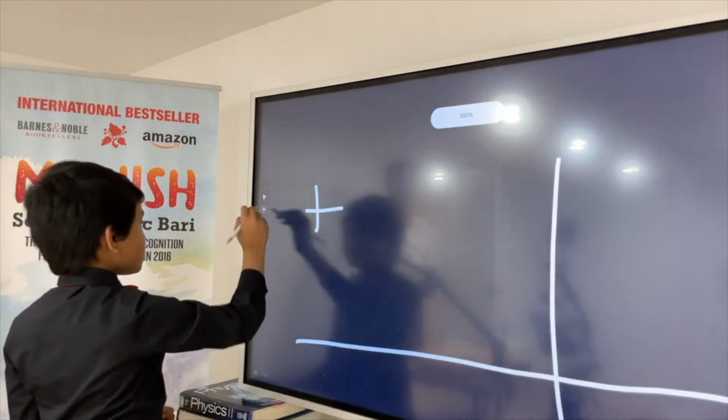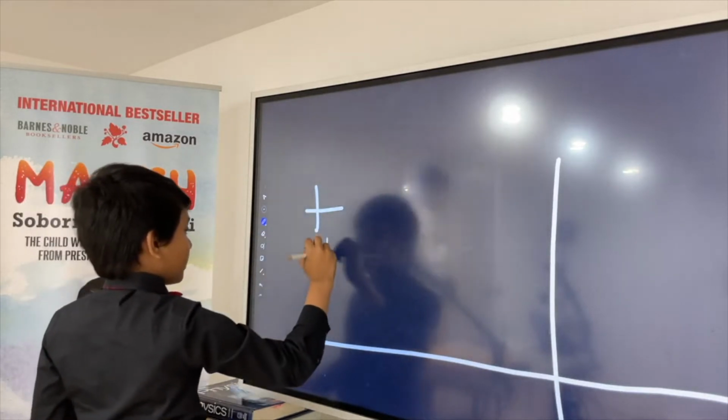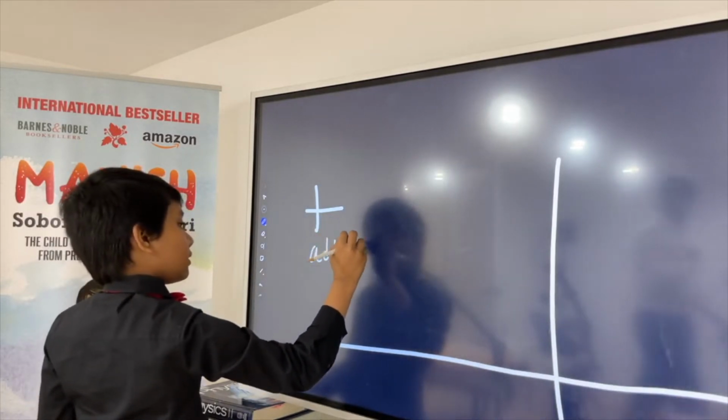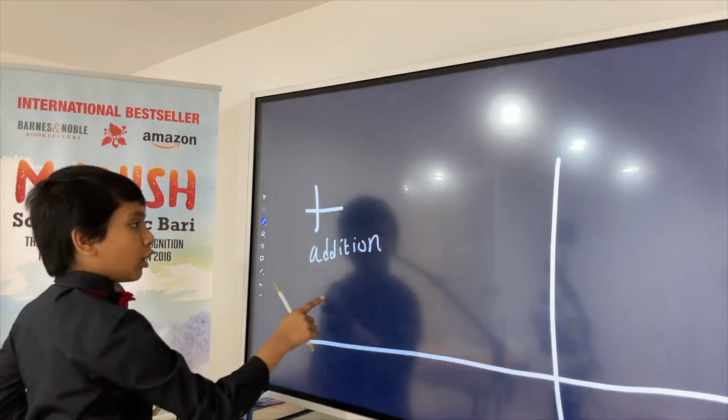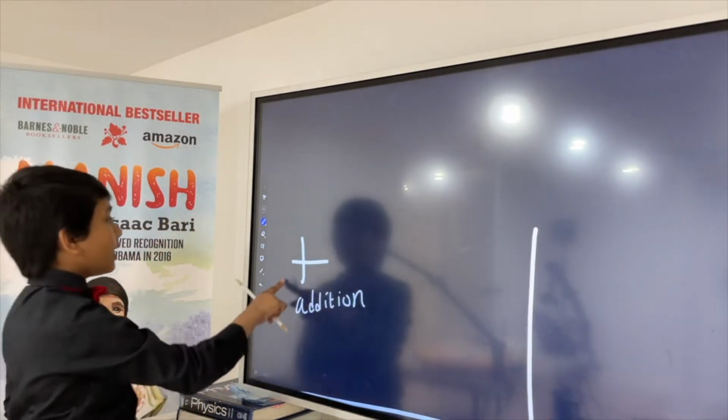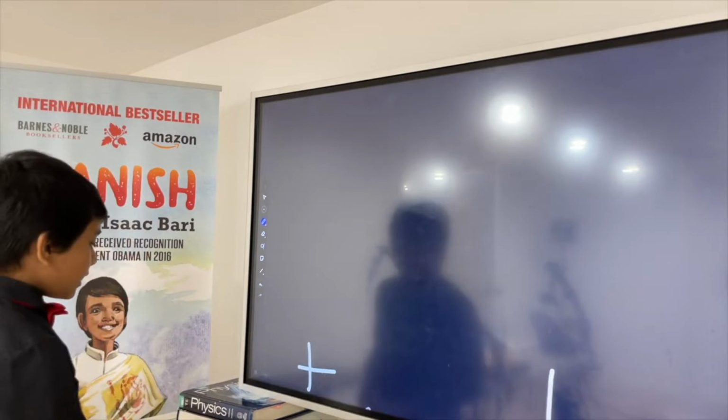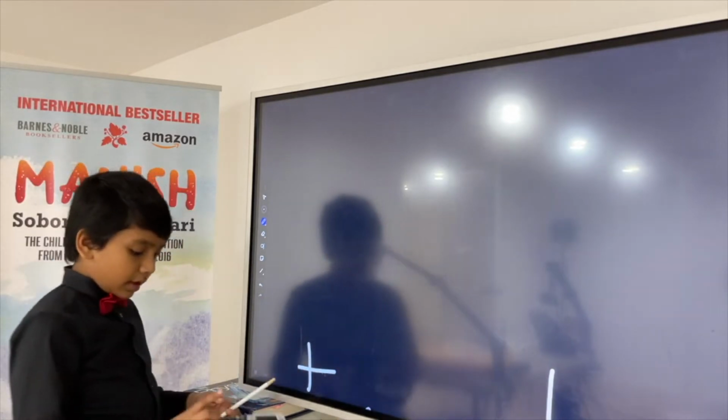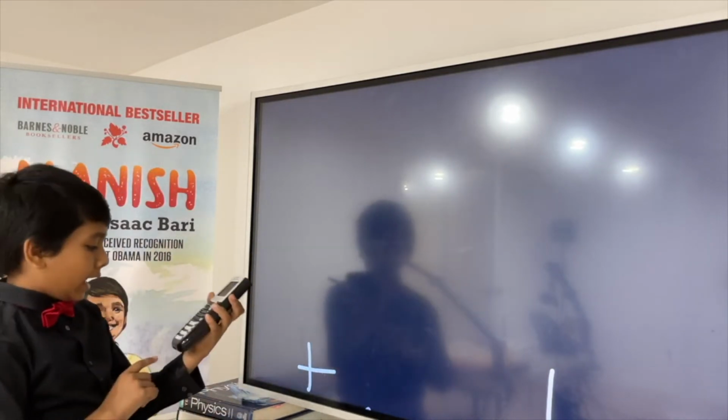Now, addition is when you add two quantities. Quantities, they're numbers. So let's say, let's see how many buttons I have on this calculator.